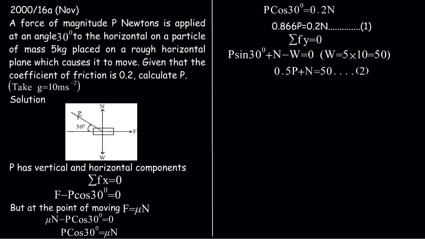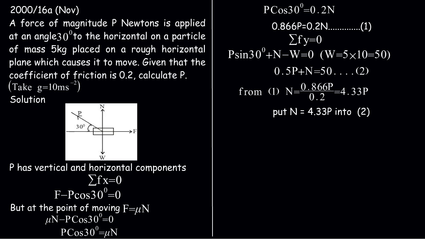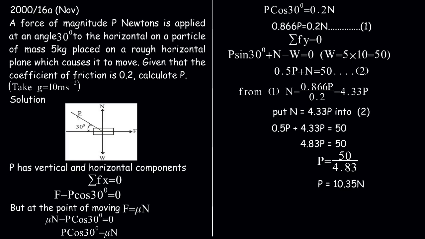Now solving equation 1 and equation 2 simultaneously, we know that from equation 1, N will be equals to 0.866 P divided by 0.2, which should be equals to 4.33 P. Now put N equals to 4.33 P into equation 2. Equation 2 becomes 0.5 P plus 4.33 P will be equals to 50. Adding our P together, it becomes 4.83 P is equals to 50, and P will be equals to 50 divided by 4.83. So therefore P will be equals to 10.35 Newton.